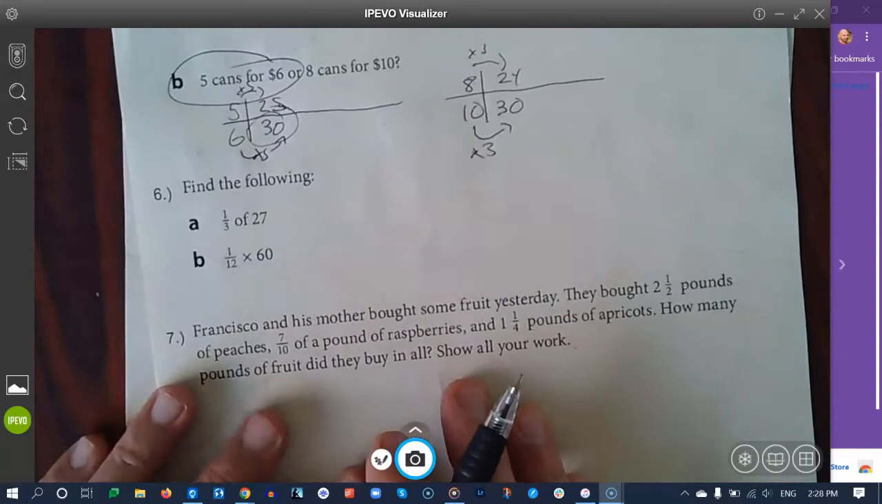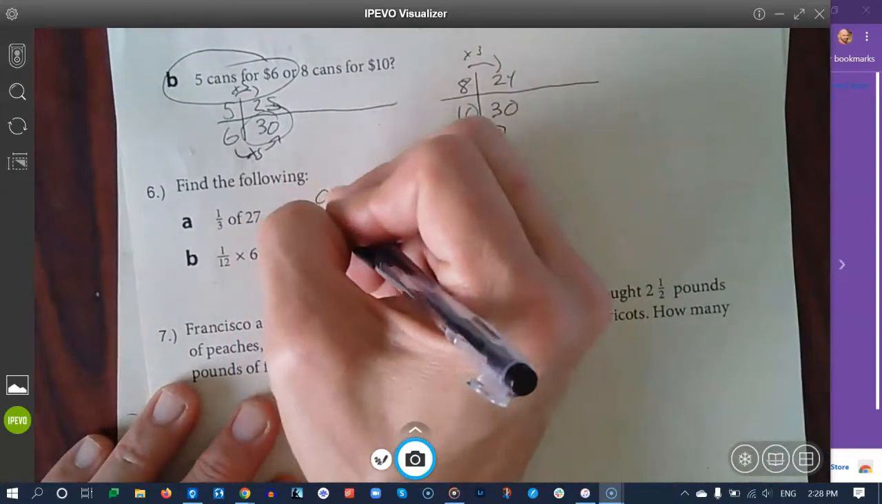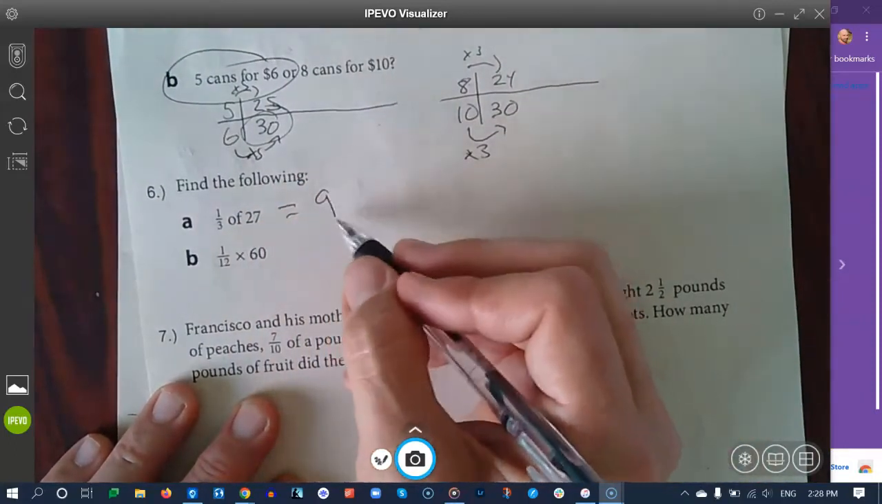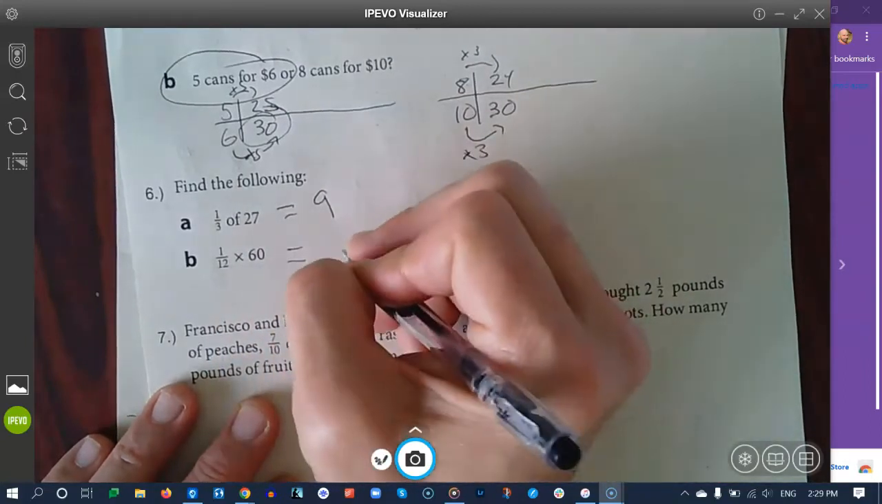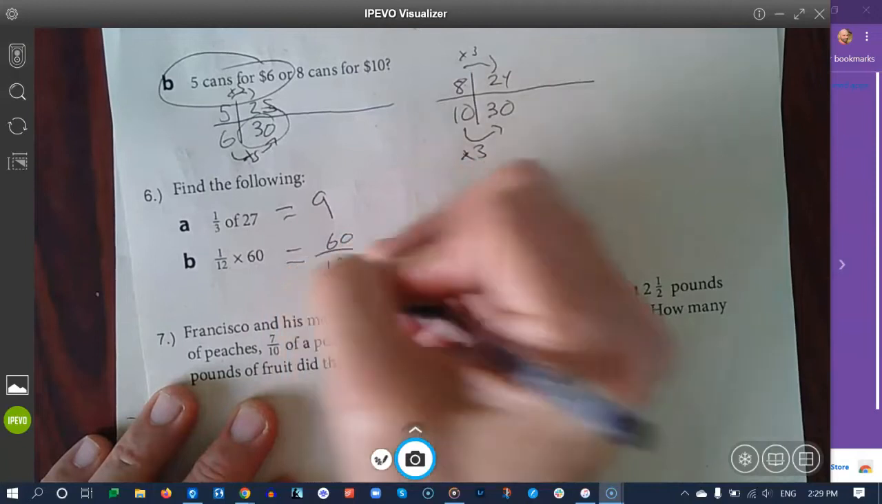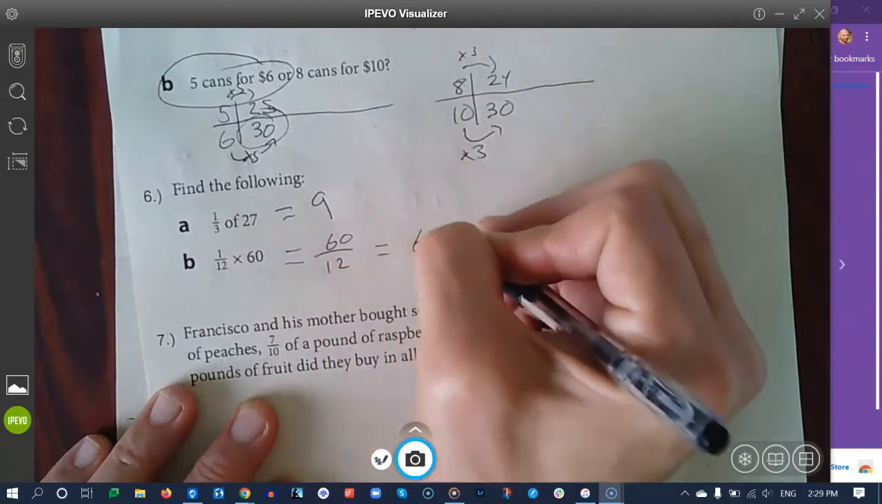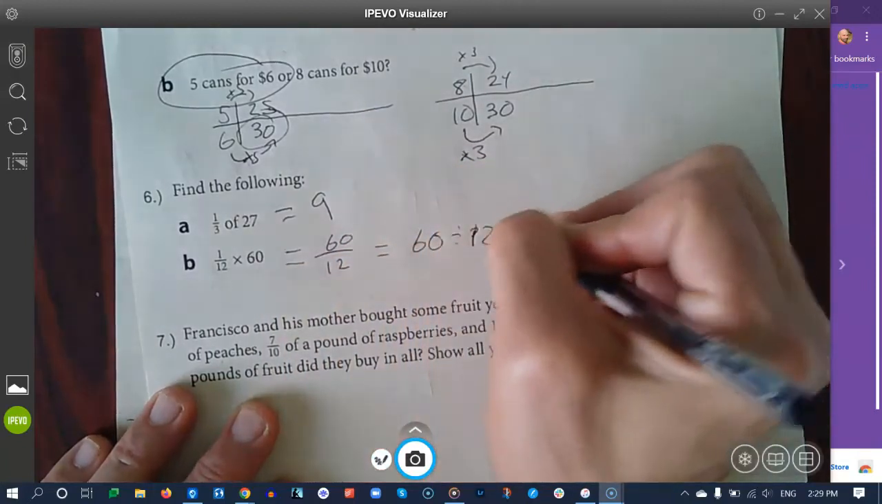All right, find the following. 1/3 of 27. That's going to equal 9. Because 9 plus 9 plus 9 is 27. 1/12 of 60, or 1/12 times 60. You could say that's 60 over 12, which is equal to 60 divided by 12, which is equal to 5.